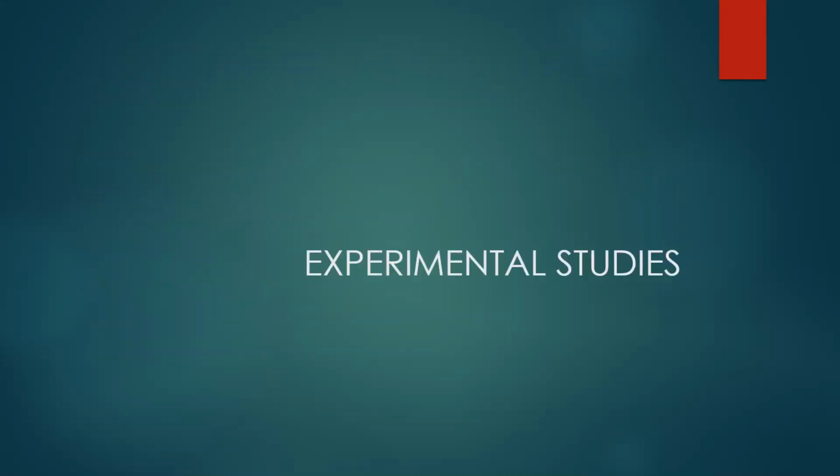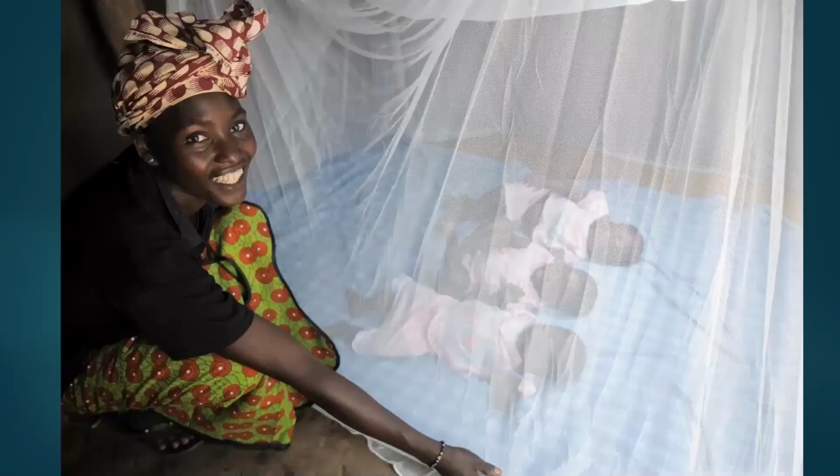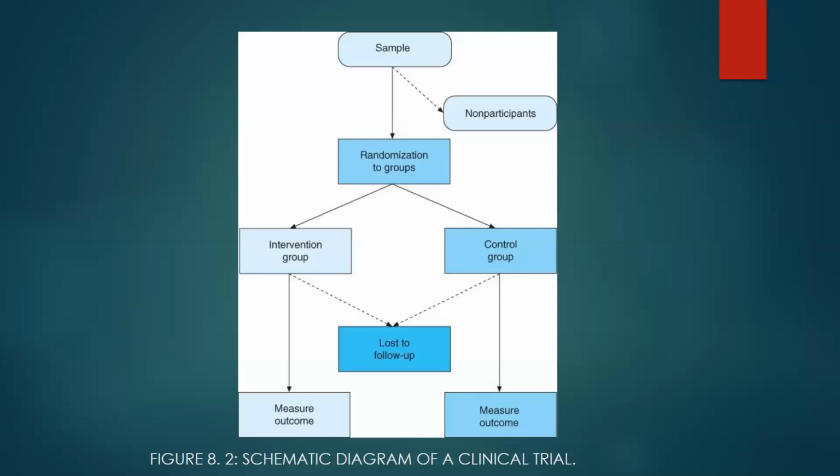So I want to wrap up with just talking briefly about experimental studies because they are an important class of study. And we use them a lot in public health. So this is one example, something like a bed net intervention to try to reduce malaria by keeping out mosquitoes. That's a situation where we could do a randomized trial or an experimental study.